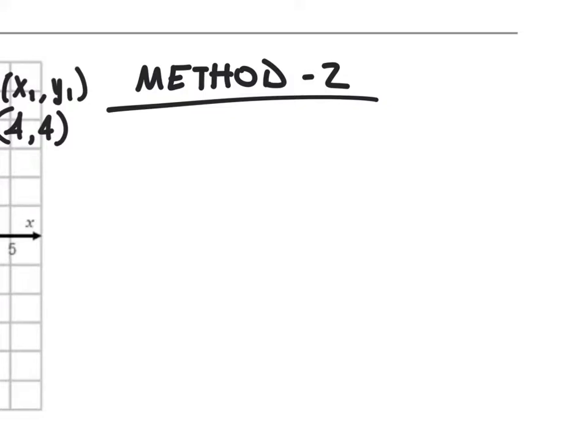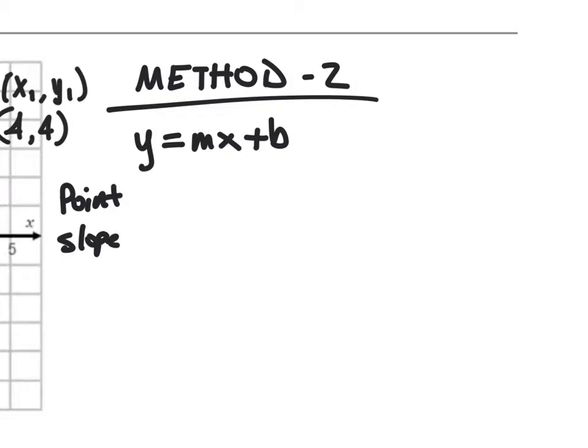All right, I'm going to use just y equals mx plus b. Now, when I do this, I know that I have my point on the graph and I have my slope. My point on the graph is the point 4, 4, and the slope that I have is the slope 4/3.